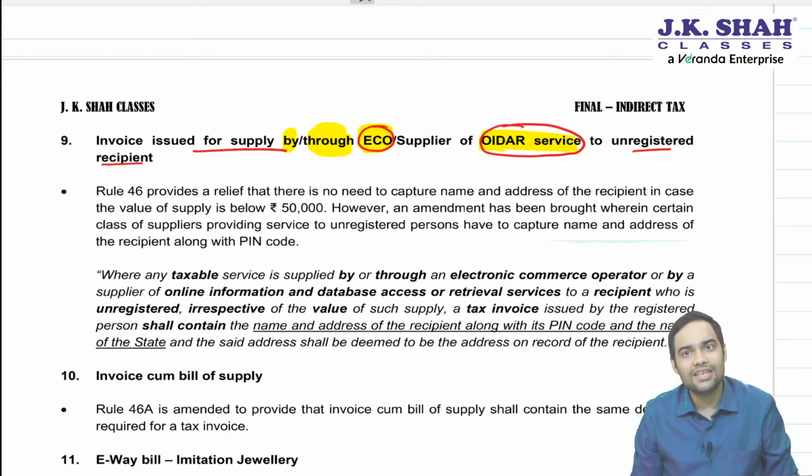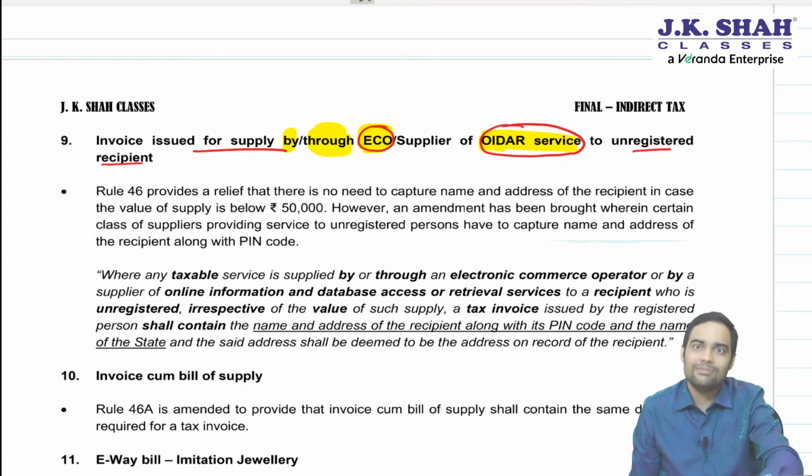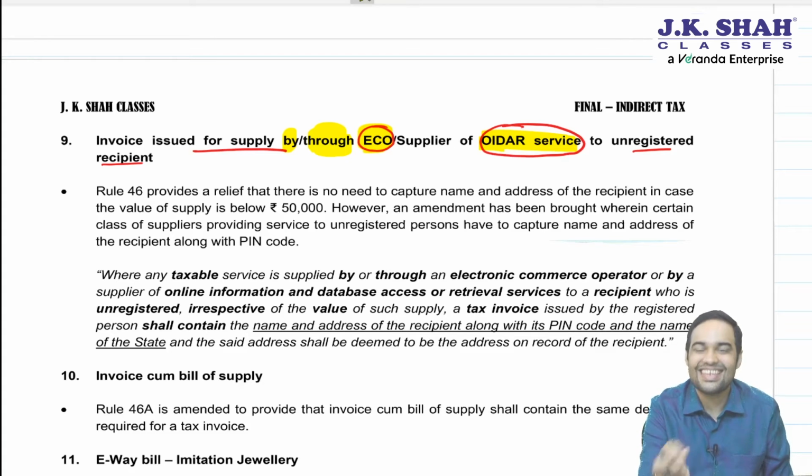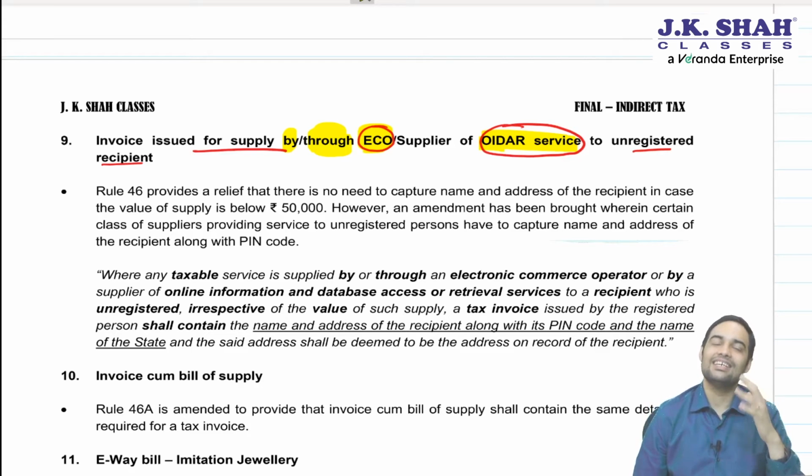Sir, they will mention the address. Address was not required below 50,000. Now the government has made it compulsory that for these three categories, you need to mention name and address along with PIN code. And the moment you do this, you will get to know the state which should get the revenue. So the government has done this so that IGST can be shared properly to the states and that data is readily available. Let's have a look at the provision.